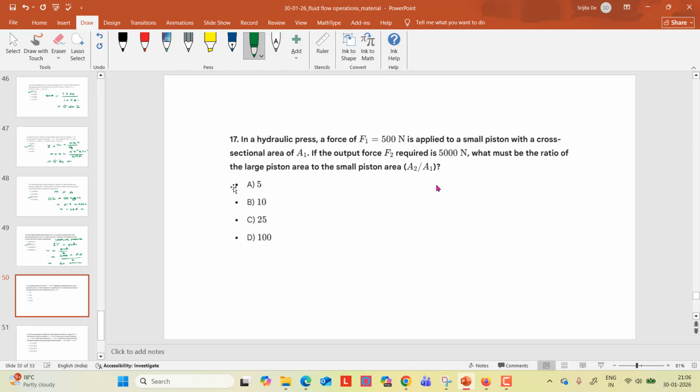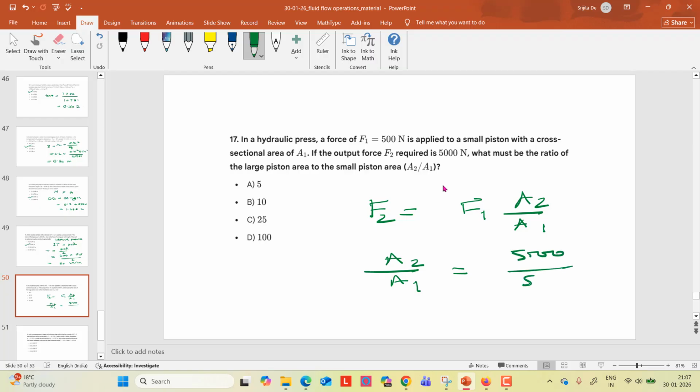Next. The hydraulic force F1 is applied to a small piston with a cross-sectional area of A1. If the output force F2 required is 5000, what must be the ratio of the larger piston? So we have already known that F2 equals F1 into A2 by A1. So A2 by A1 will be F2 by F1, that is 5000 by 500, that is 10.